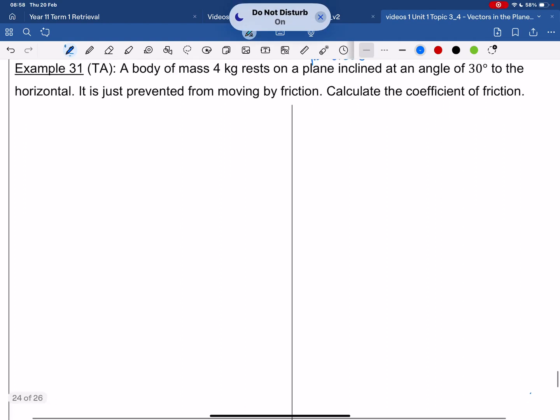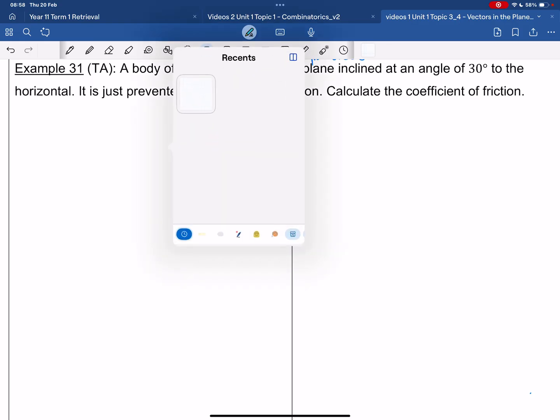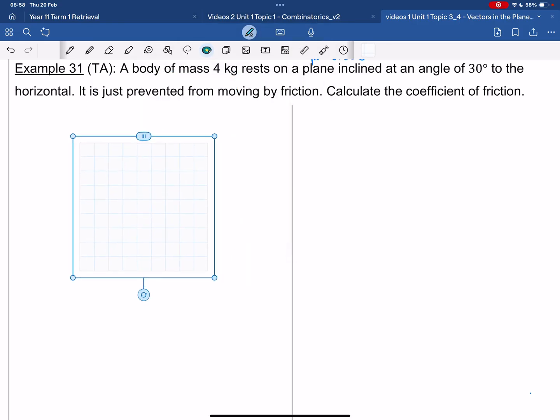Okay, here we've got a similar question to the previous one, except that we've got an inclined plane. Remember, with an inclined plane, the easiest thing to do is to tilt your reference axes. Okay, so let's read this.